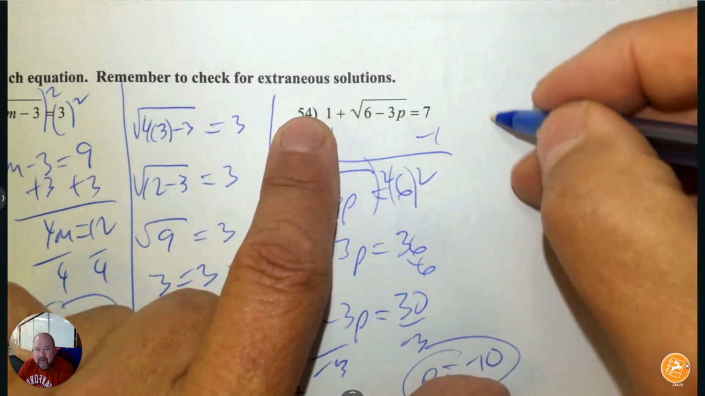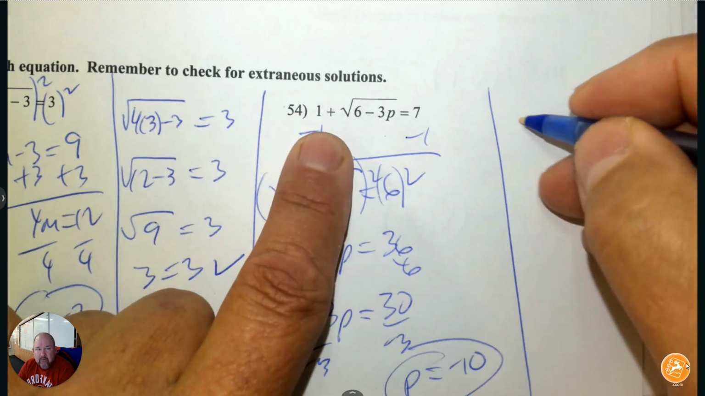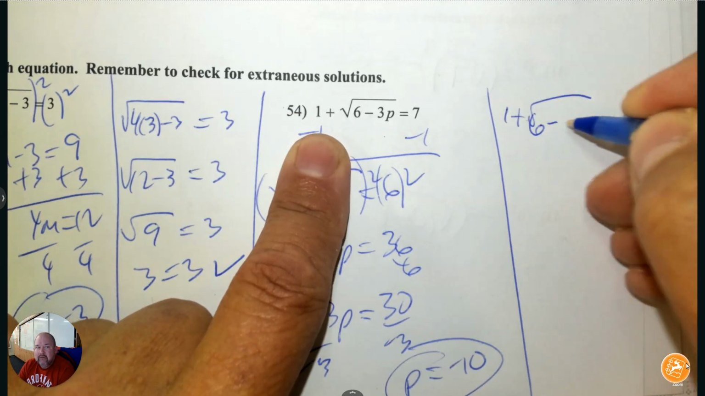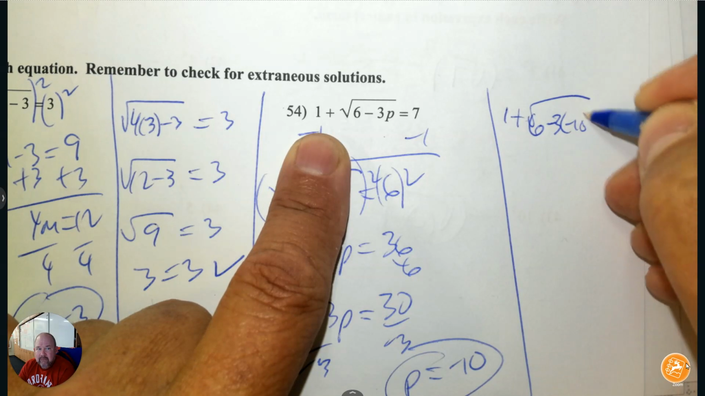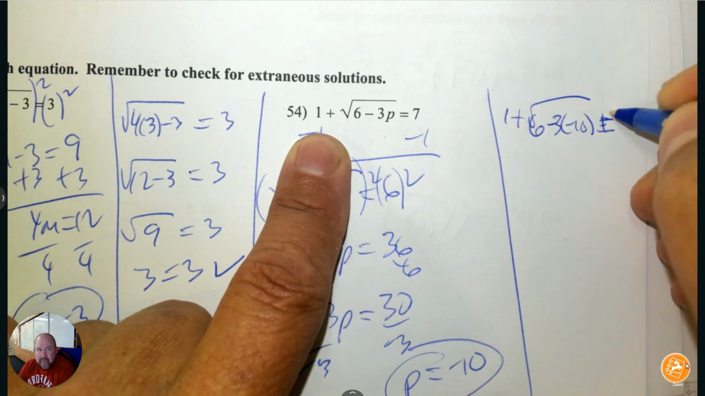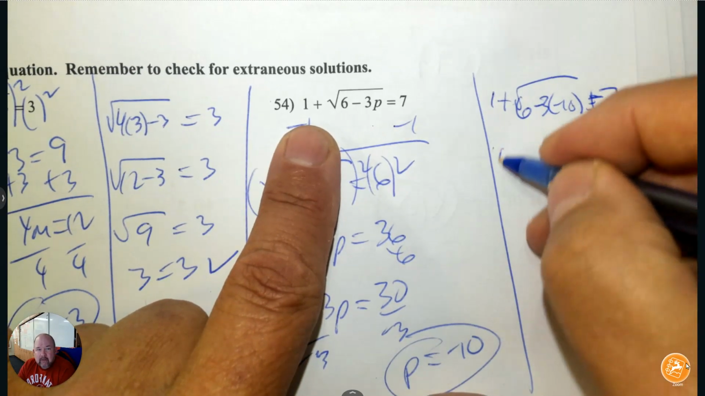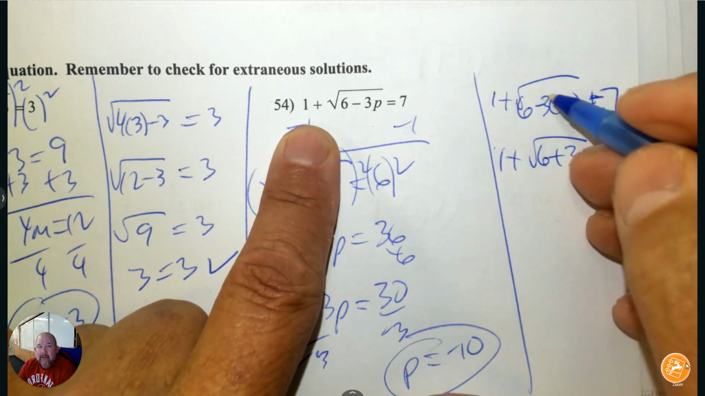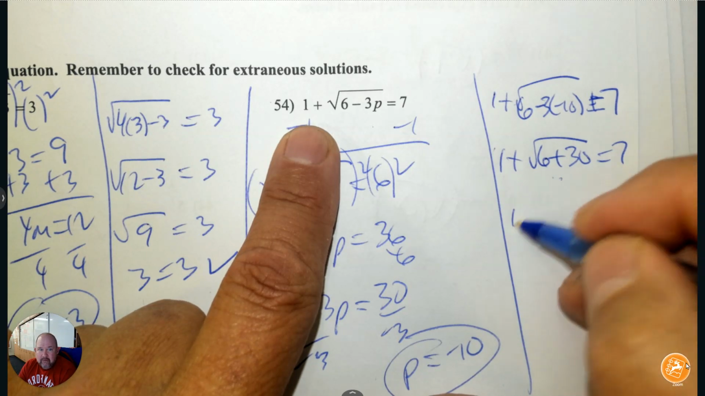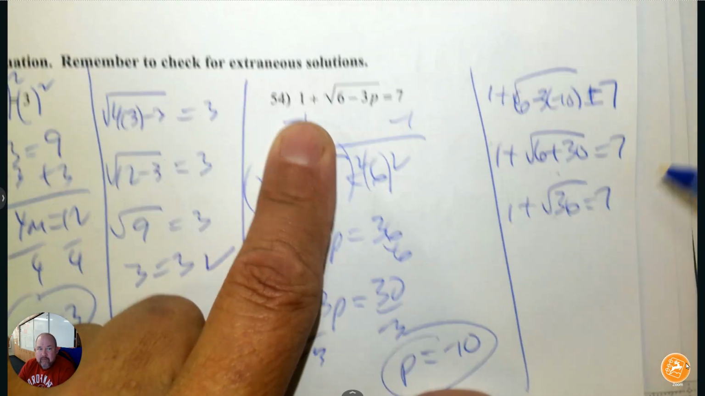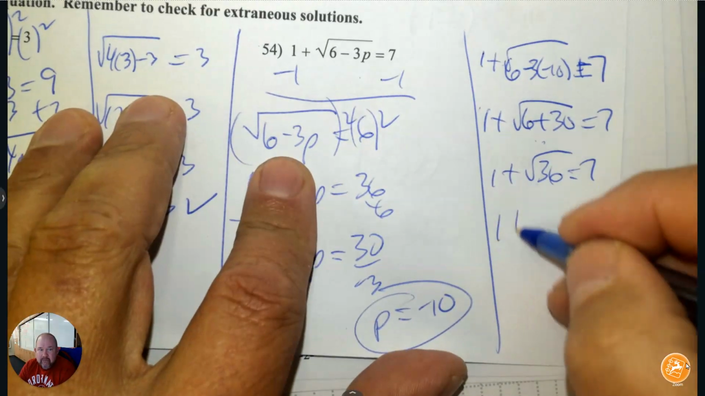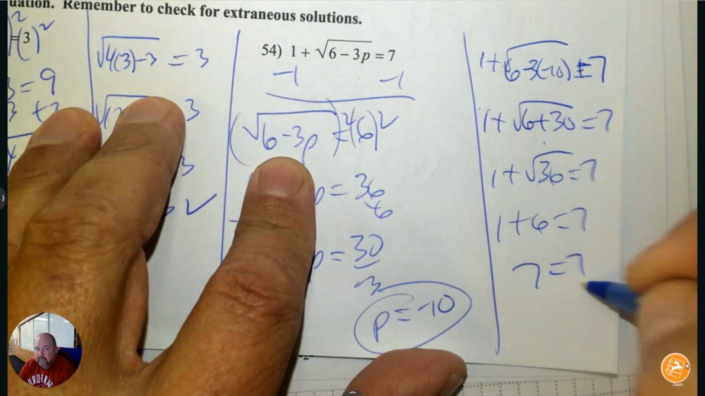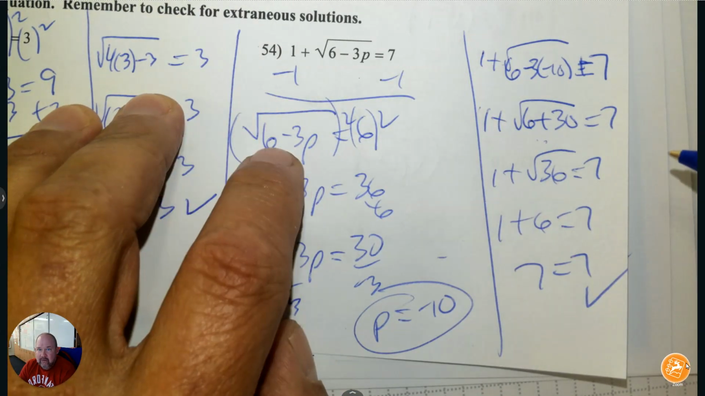So then I'm going to go back here. I want to see if it works. So 1 plus 6 take away 3 times negative 10 equals 7. So negative 3 and negative 10, positive 30. The square root of 36 is 6, so that works. So negative 10 is a good answer. All right, turn the page.